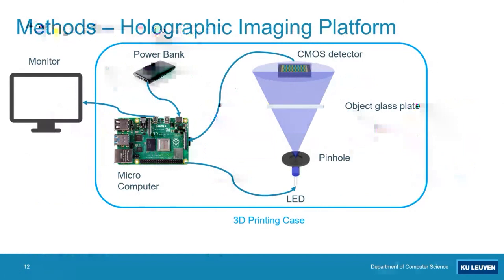So this is an overview, with more details about the holographic image platform. We are actually using a microcomputer, in our case a Raspberry Pi, as the central control. It will enable the LED, and through the pinhole, the light will illuminate the object on the object glass plate. For those holograms, we will use the CMOS detector, which will also be connected to the Raspberry Pi, so that we can obtain the holograms directly on the Raspberry Pi and show them on the monitor attached to it.